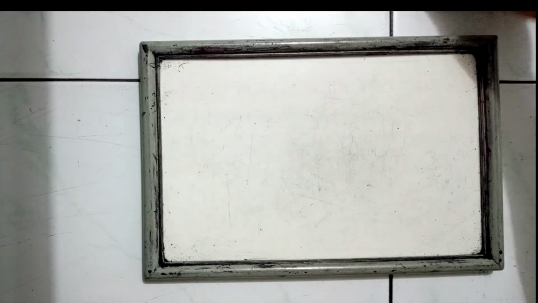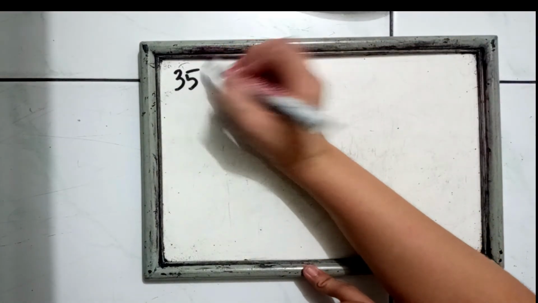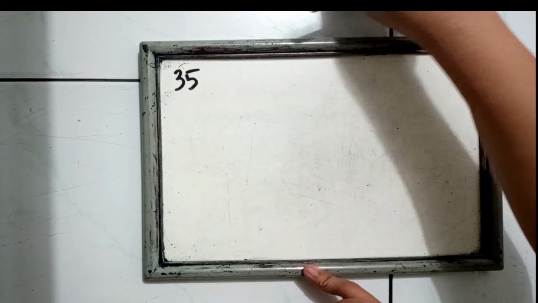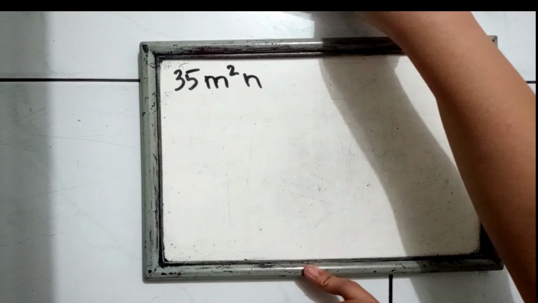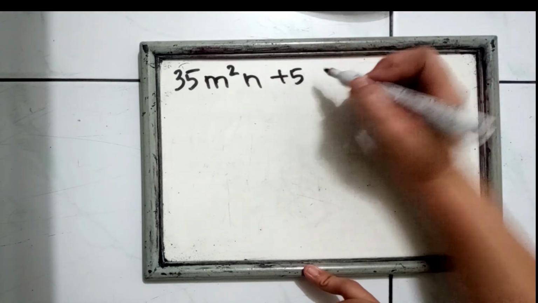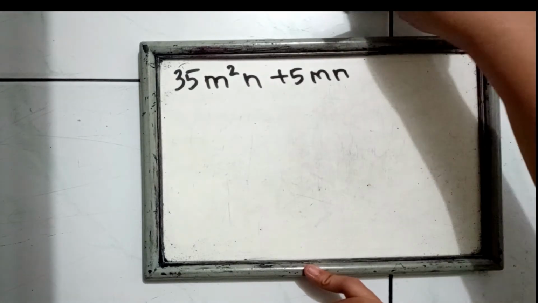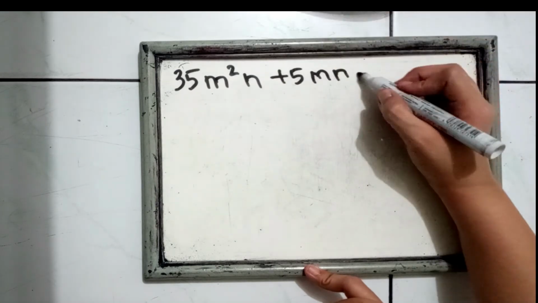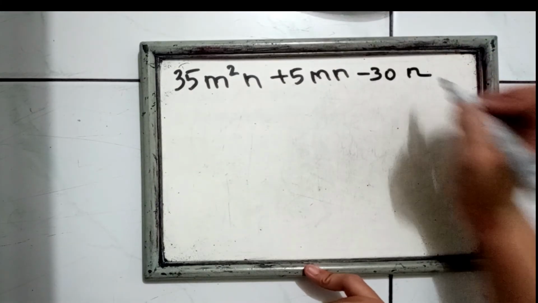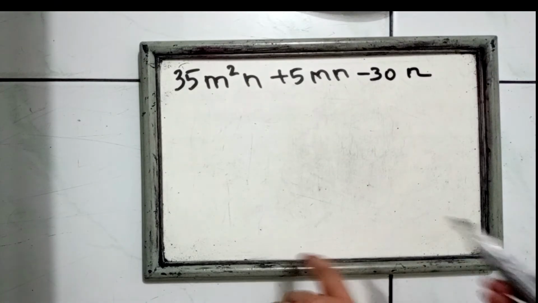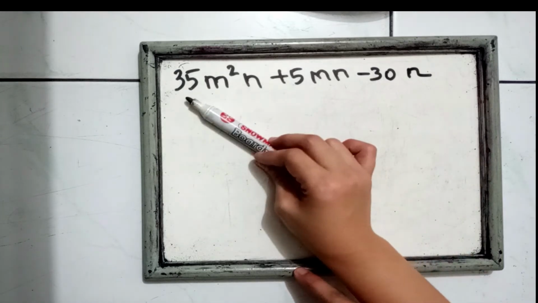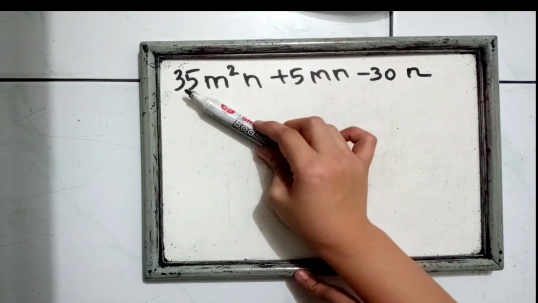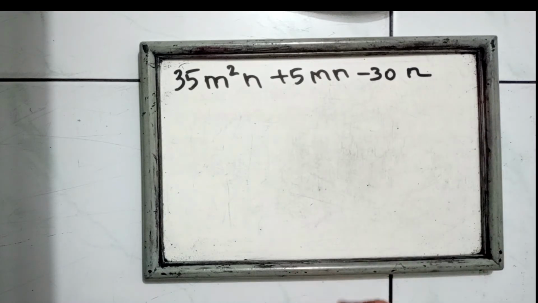Number 3H. So I will write the question: 35m squared n plus 5mn minus 30n. You want to factorize this. Okay, before that, you can factorize this first. Can you find the common factor of 35, 5 and negative 30?